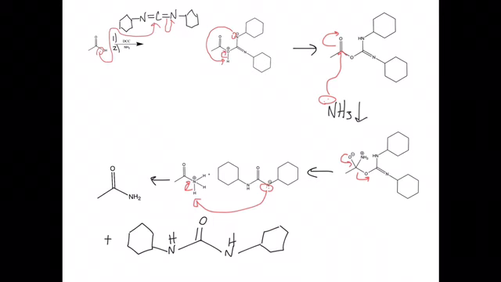And just to recap, this is how you take a carboxylic acid and react it with DCC and ammonia to form an amide.